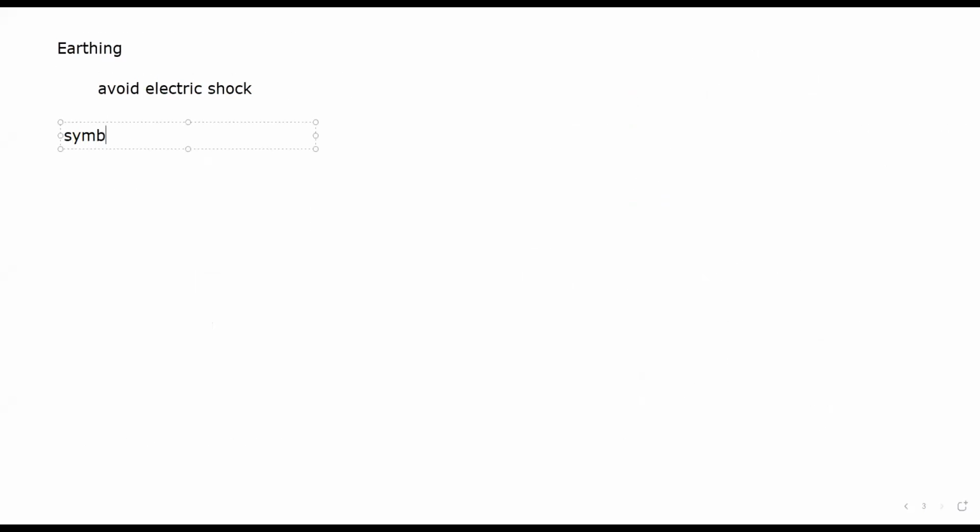The symbol which we use for earthing: a wire, then horizontal lines. This is the circuit symbol for earthing. Earthing is normally used for devices which have a metal body or metal case, because if the appliance has a plastic body, plastic is an insulator and does not conduct electricity, so a person will not get an electric shock.